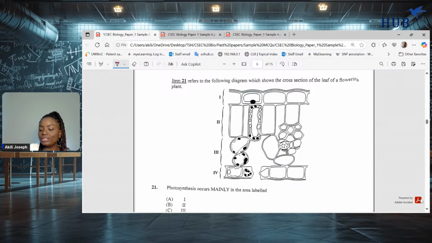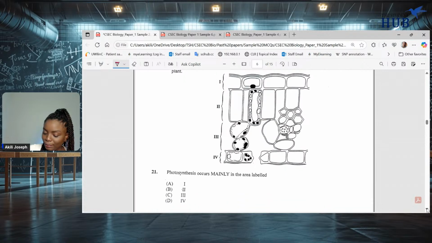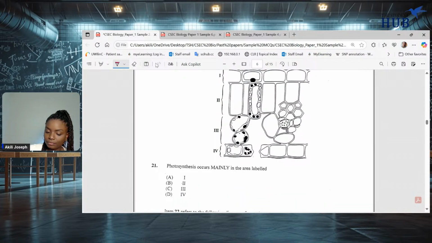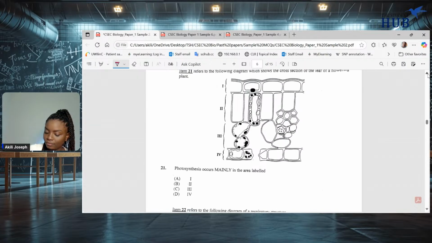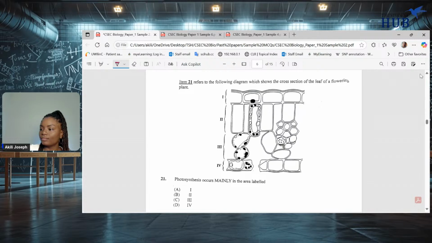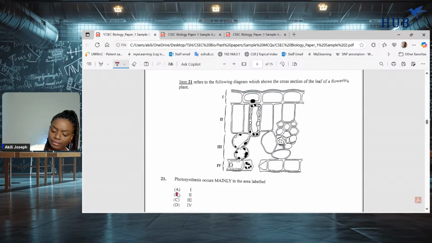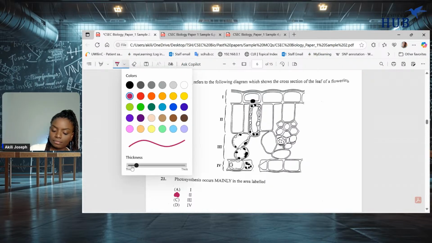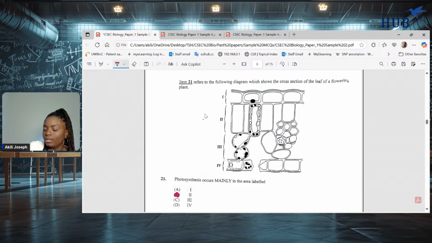Item 21 refers to the following diagram, which shows the cross-section of the leaf of a flowering plant, right? Photosynthesis mainly occurs in the area labeled, zoom out a little bit. It's going to happen mainly in the area labeled, we have one person saying B, yes. What layer is that? Labeled 2. I agree. It's B. Two is going to be your palisade mesophyll layer.